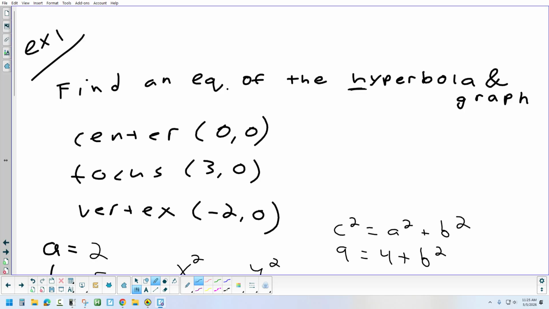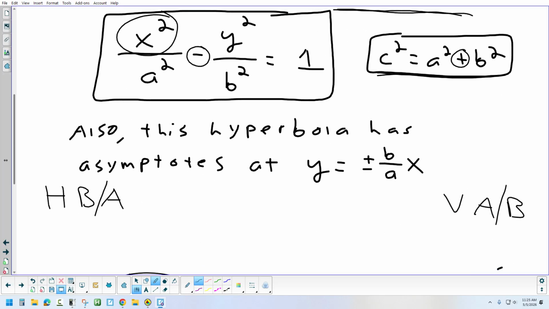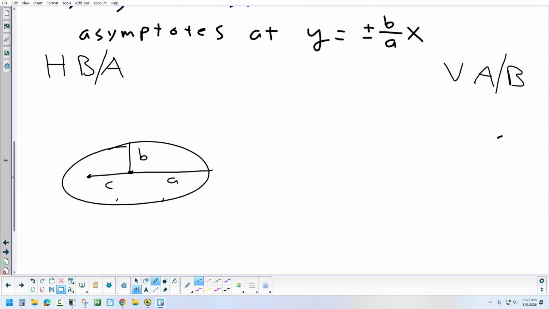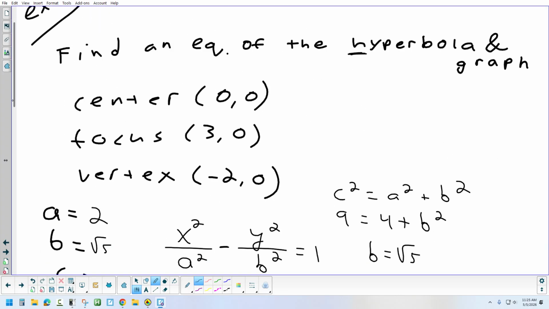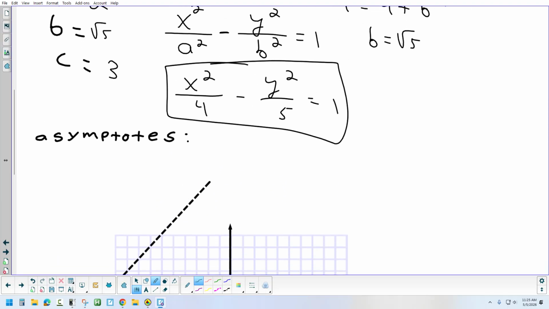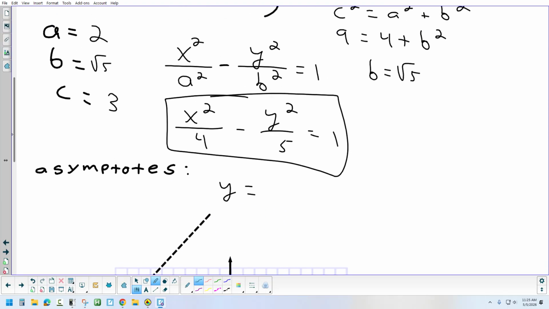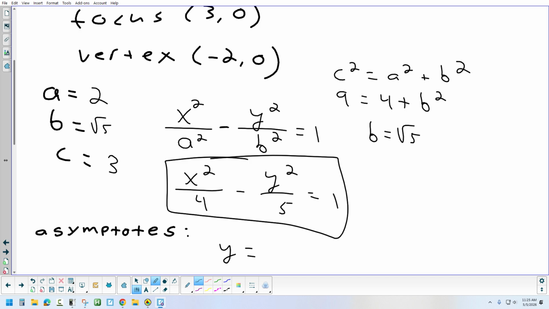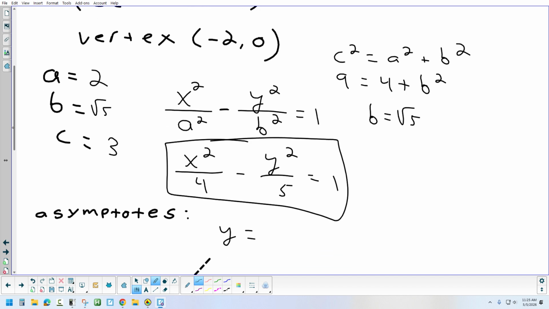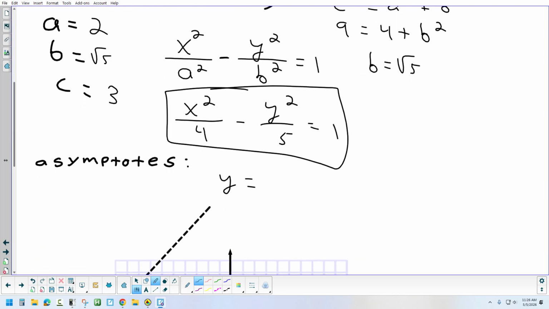Yep. B over A. It's a positive and a negative. So positive B over A and negative B over A. So let's write that down. B is root 5. A is 2. So root 5 is not going to be the nicest number for a rise over run in the slope, but we'll work with it. B over A, plus or minus. Those are your asymptotes.